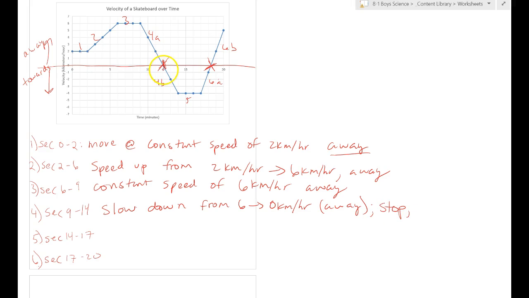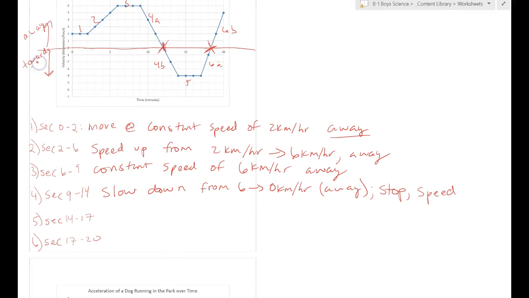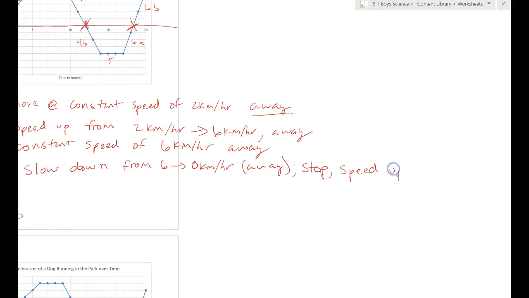Then if my numbers are now going from 0 to negative 4, those numbers are getting bigger. But they're negative, so that means I'm going to speed up, or not away, towards. Speed up from 0 to 4 km per hour towards the motion sensor. Okay.